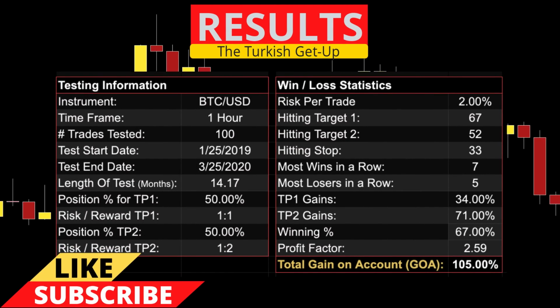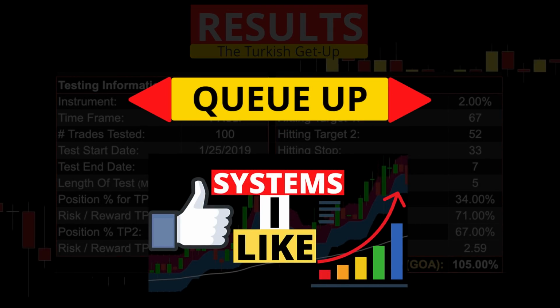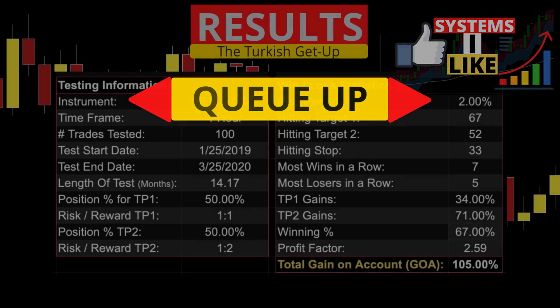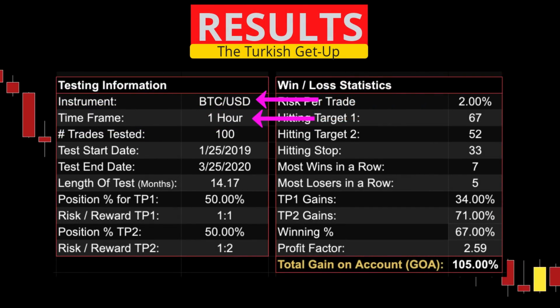Remember, this is just 100 tests on one instrument. If you are thinking of using this system, please do all the required testing and be sure to let our community know what you discover. This test was done on Bitcoin versus the greenback, 1-hour candles.